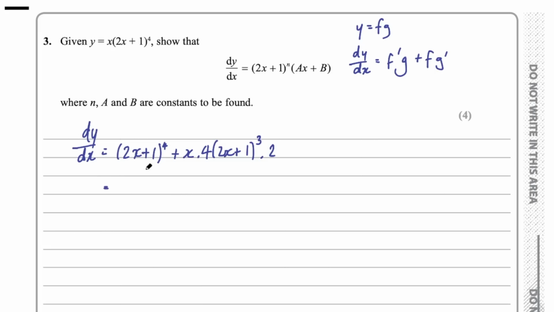So here, let's just leave this first part as it is for now and deal with this. So here we've got 4 times 2 is 8 times x, so we'll have 8x multiplied by 2x plus 1 cubed. And then hopefully you can see the next step, we need to factorize something. We can factorize a 2x plus 1 cubed out of both terms.